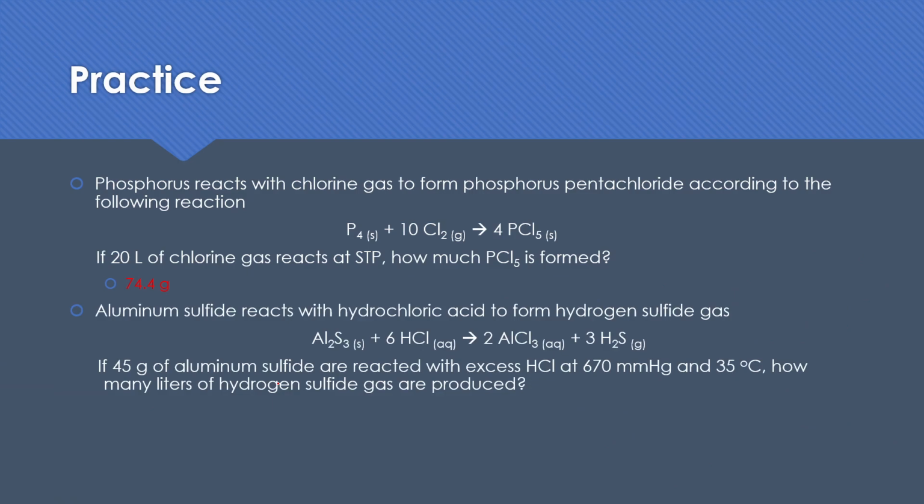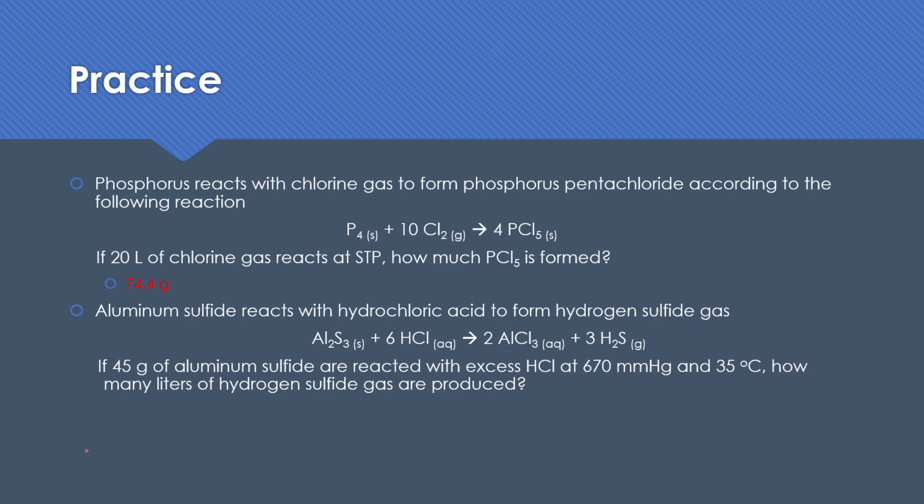Aluminum sulfide reacts with hydrochloric acid to form hydrogen sulfide gas. Following this equation, aluminum sulfide plus 6 hydrochloric acids gives you 2 aluminum chlorides and 3 hydrogen sulfide. If 45 grams of aluminum sulfide are reacted with excess HCl at 670 millimeters of mercury and 35 degrees Celsius, how many liters of hydrogen sulfide gas are produced?